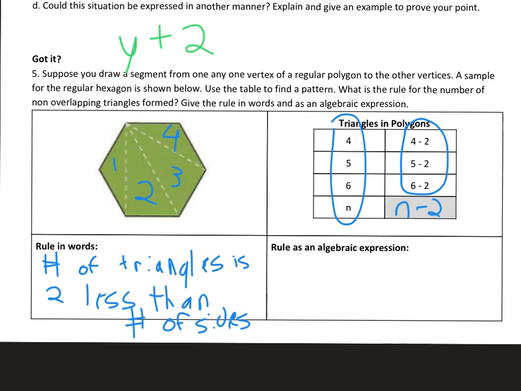Now writing it as an algebraic expression, something we've got to recognize is what we're looking for, okay? So if I'm looking for the number of triangles, I'm going to take the number of sides and subtract 2, okay? So this is the number of triangles. I'm just going to use the symbol for triangles, okay? Now, it's a little bit different if we were trying to find the number of sides. Then we'd maybe do the number of triangles, I'll just use t, maybe that's not a good one to use, but the number of triangles plus 2 gives me the number of sides.